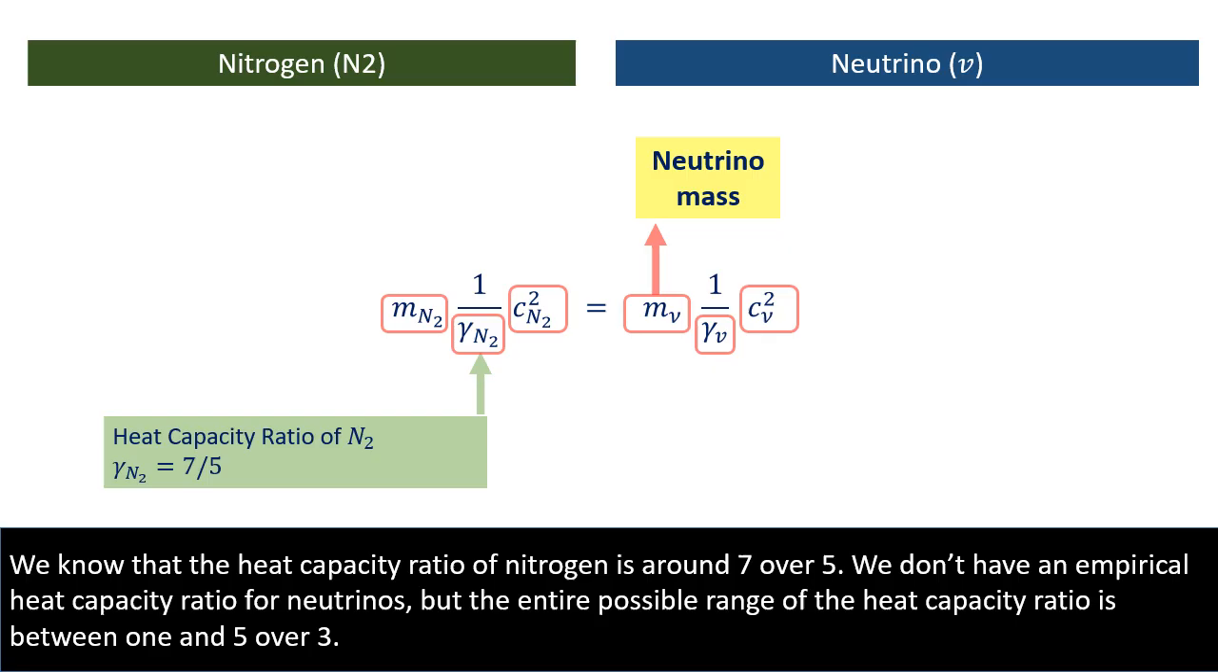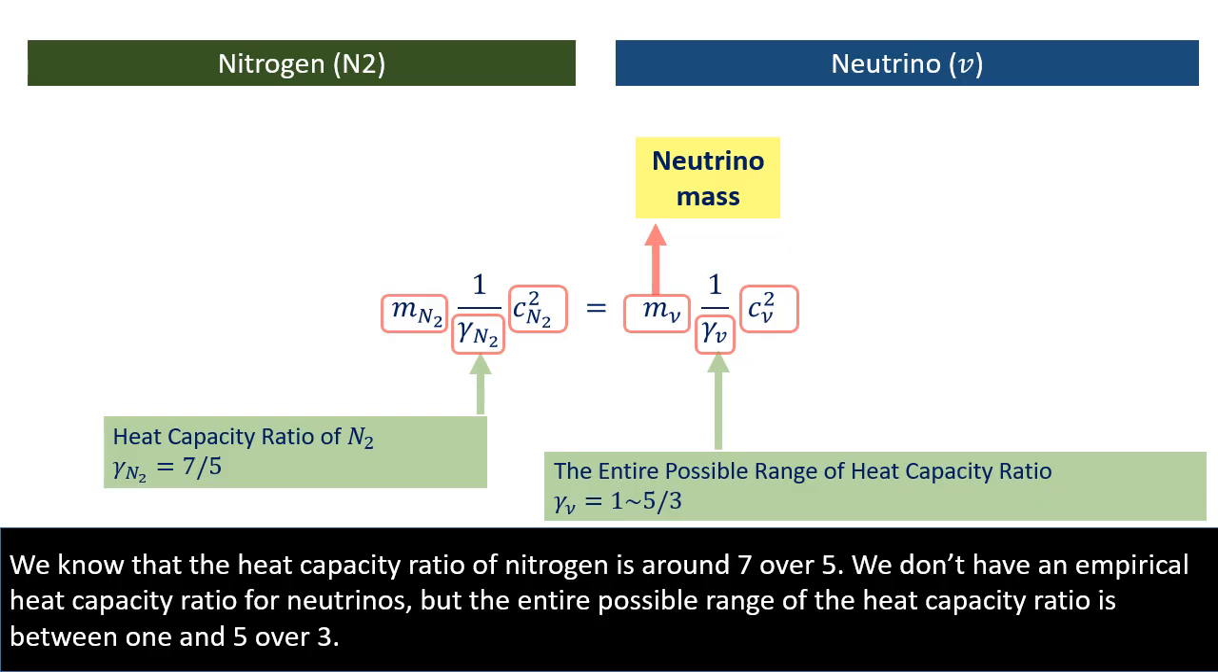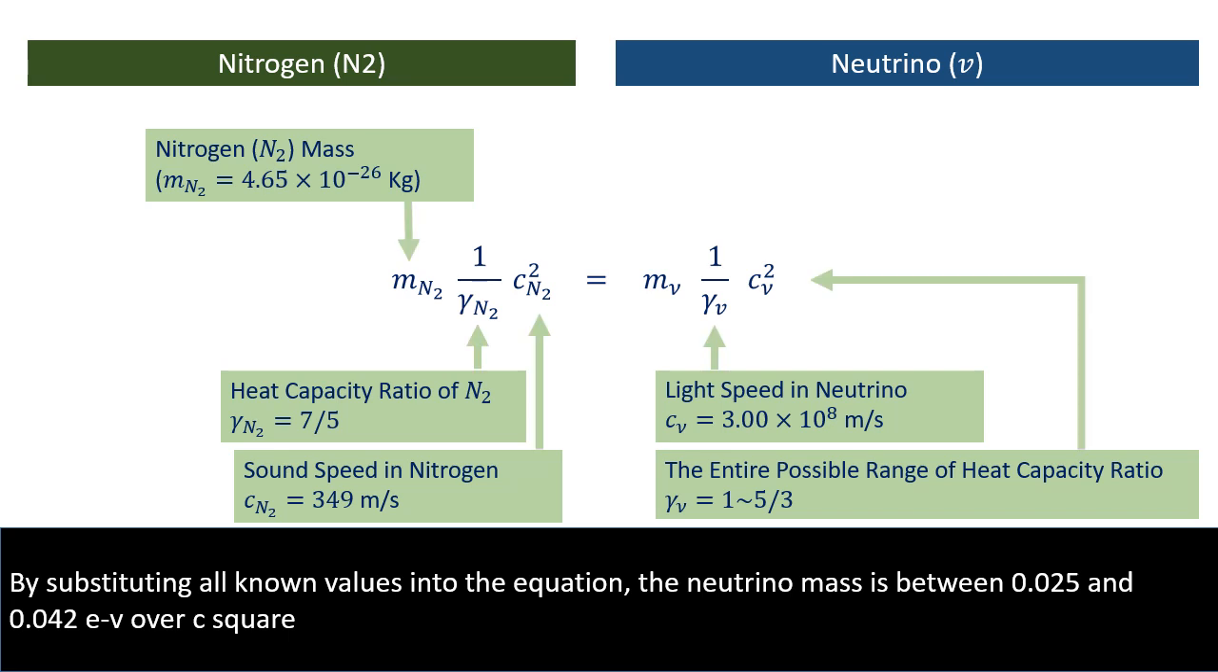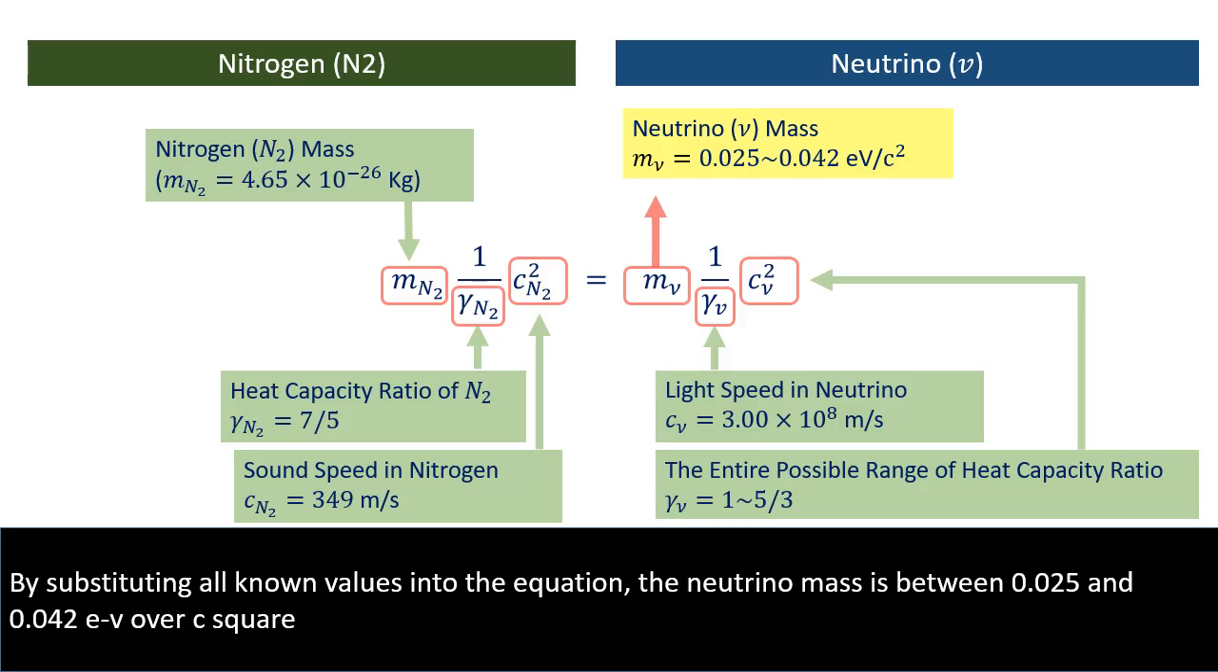We don't have an empirical heat capacity ratio for neutrinos, but the entire possible range of the heat capacity ratio is between 1 and 5/3. By substituting all known values into the equation, the neutrino mass is between 0.025 and 0.042 eV/c².